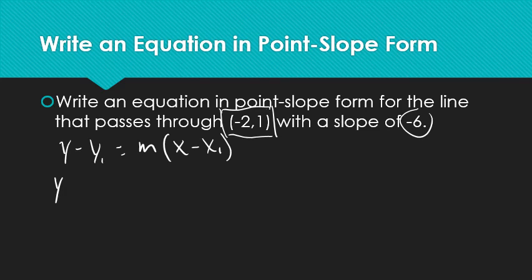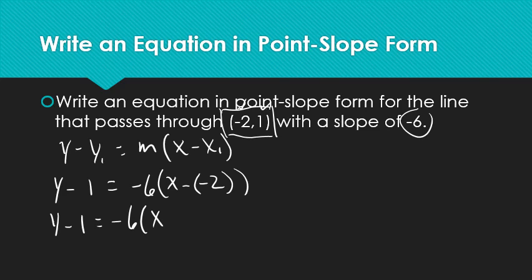So I'm going to go with y minus, and I'm going to substitute in for y1 this y coordinate, 1, equals, I'm going to substitute in for m the slope that I've been given, -6, times x minus, and substituting in for x1, I'm going to use this x coordinate here, minus -2. Well, I need to do a little bit of simplification before I finish this. And I've got y minus 1 equals -6 times x plus 2, still in parentheses.